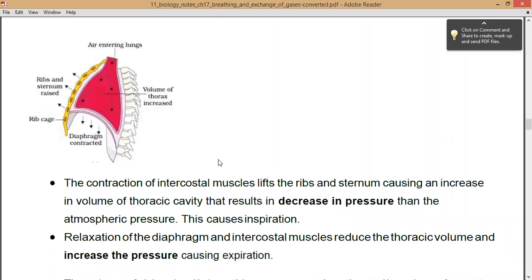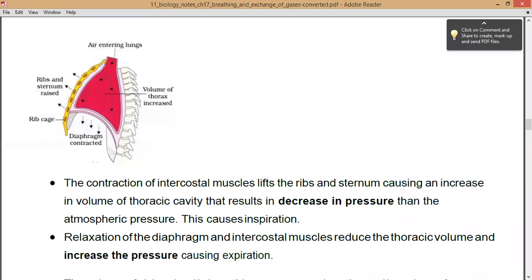Now we can see over here, this is the figure. Here you can see the air is entering the lungs, that is, you are inhaling the air. Whatever air from the atmosphere is coming in, the volume of the lung increases, and for this reason the pressure on the diaphragm occurs, and for this reason the diaphragm is contracted, right?